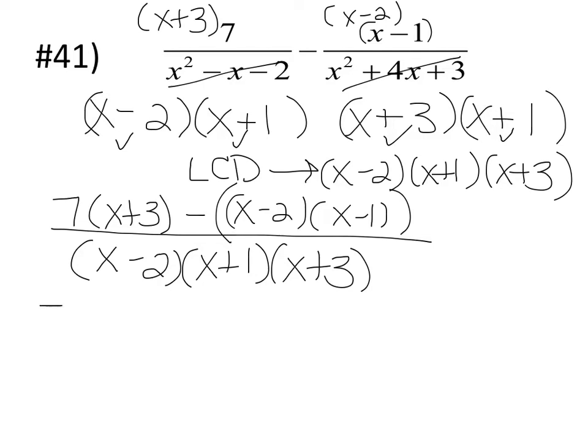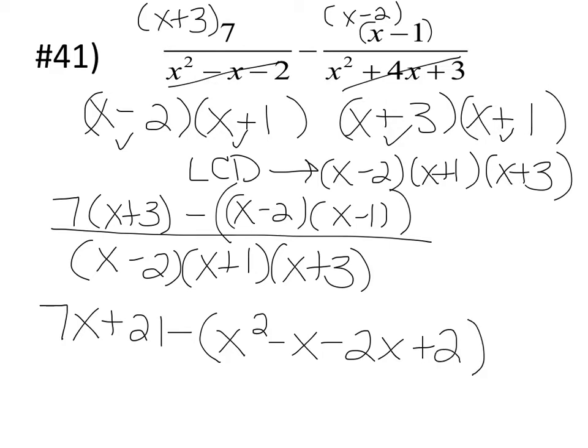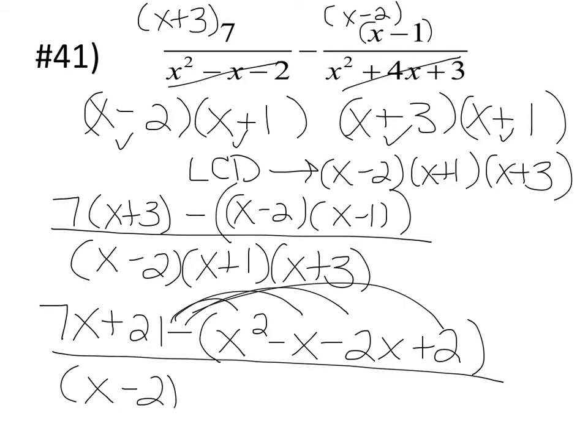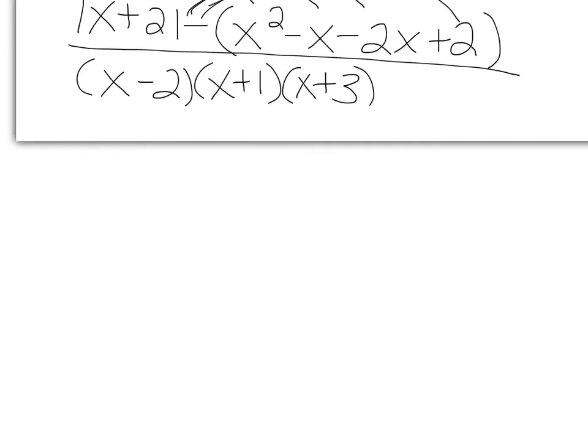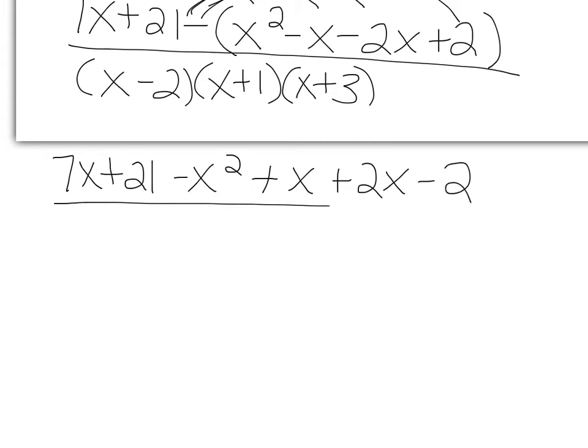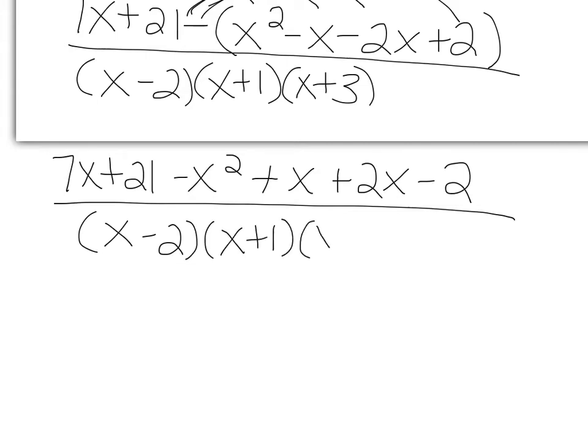So I'm going to distribute the 7. It's going to give me 7x plus 21. And now I'm going to go ahead and FOIL this. So x squared minus x minus 2x plus 2. Then distribute your negative. But all of this is still over x minus 2 times x plus 1 times x plus 3. So I've got 7x plus 21 minus x squared plus x plus 2x minus 2. So all my signs just changed in the back there. All over x minus 2 times x plus 1 times x plus 3.